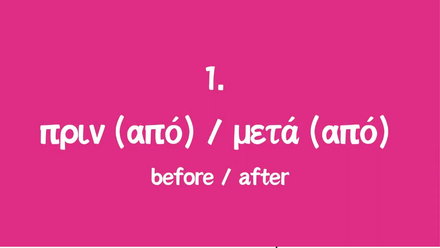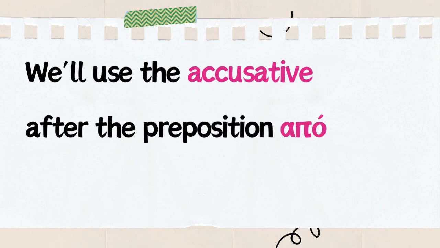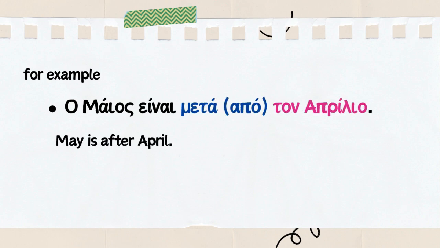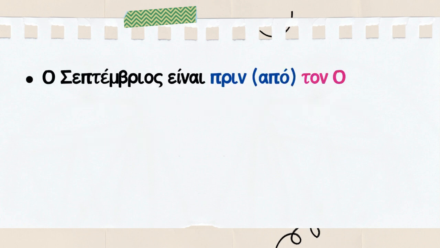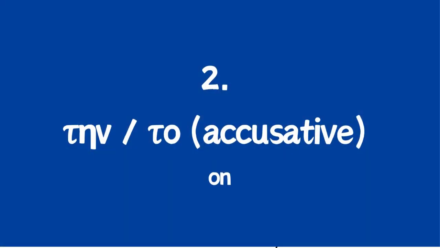Πριν από, μετά από. We'll use the accusative after the preposition από. For example, ο Μάιος είναι μετά από τον Απρίλιο. May is after April. Ο Σεπτέμβριος είναι πριν από τον Οκτώβριο. September is before October. Τον Οκτώβριο in the accusative.